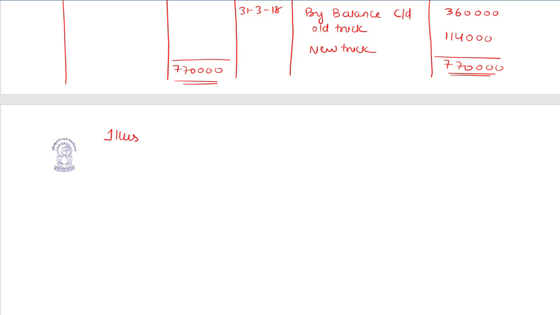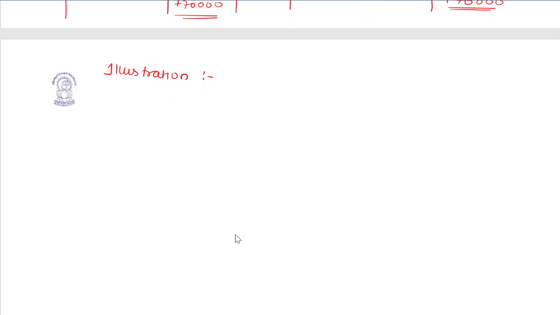Write an illustration. Now we are going to learn a three machine case where there would be three machines. Few machines will be sold, and accordingly we need to do the accounting. This could be the toughest that could be asked in the exam. So do it very precisely.